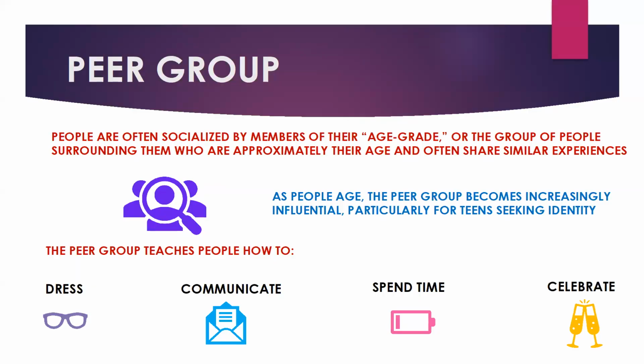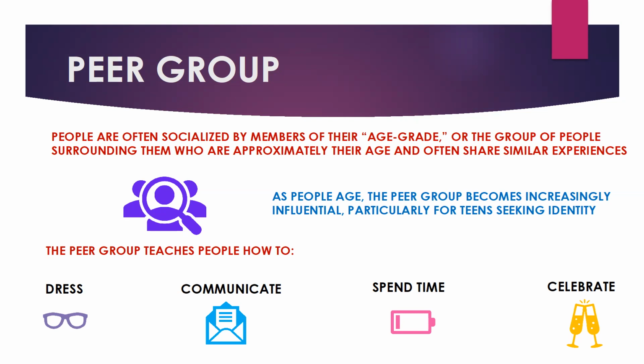Of course, the peer group is going to be really influential. People are often socialized by members of their age grade, or the group of people that's surrounding them who are approximately their age and kind of share similar experiences. So if you're on TikTok or something, you might hear a lot of talk about generations and generational differences. So Gen Z is experiencing this, the millennials are experiencing this, Gen Alpha is experiencing something a little different, Gen X, the boomers, right? So as people age, the peer group becomes increasingly influential, especially for teens seeking identity.